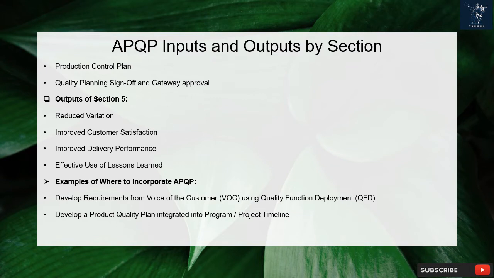Outputs of Section 5. Reduced variation, improved customer satisfaction, improved delivery performance, effective use of lessons learned. Examples of where to incorporate APQP. Develop requirements from voice of the customer, VOC, using quality function deployment, QFD. Develop a product quality plan integrated into program, project timeline, translate percentage of new content into product and process assumptions.